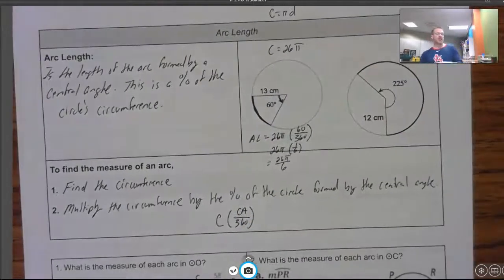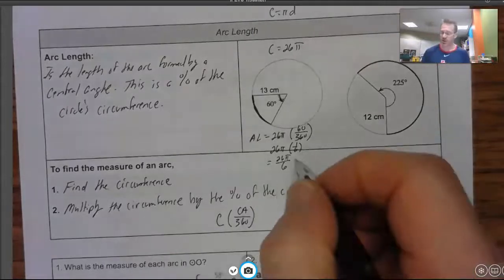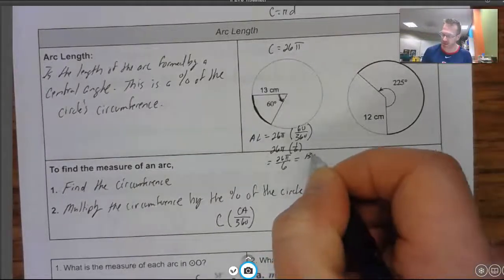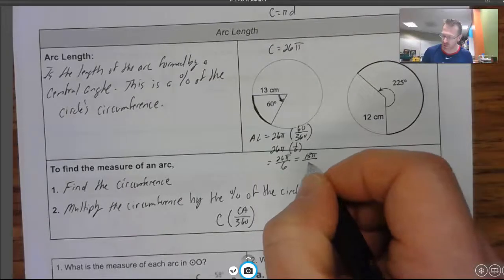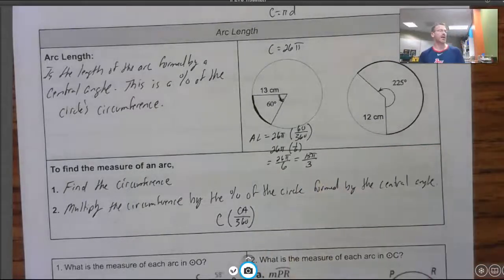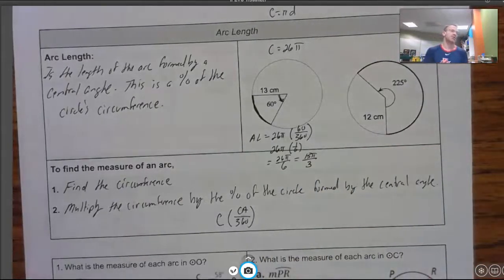Now, what we would like you to do is use good number sense here and go ahead and reduce that fraction if possible. So 26 and 6 are both even. I can divide both by 2, and that would mean that arc length would be 13 pi over 3 if I left it in exact units. And pretty much do that unless you really need to convert it to a decimal.